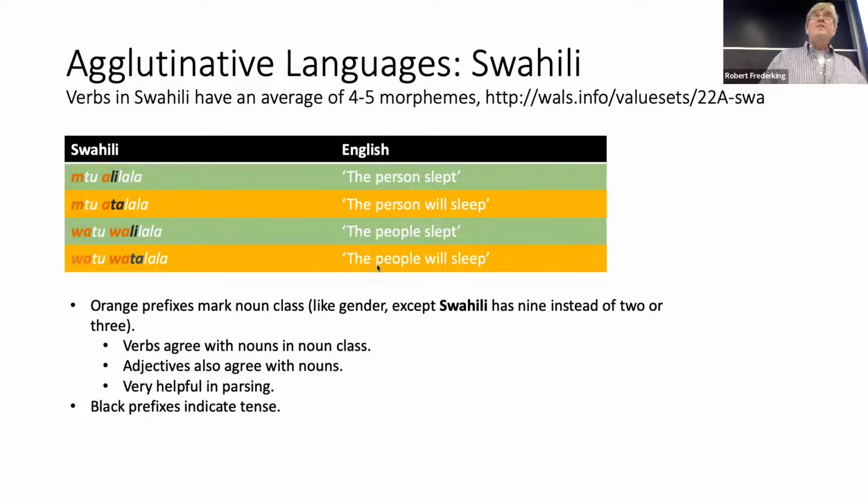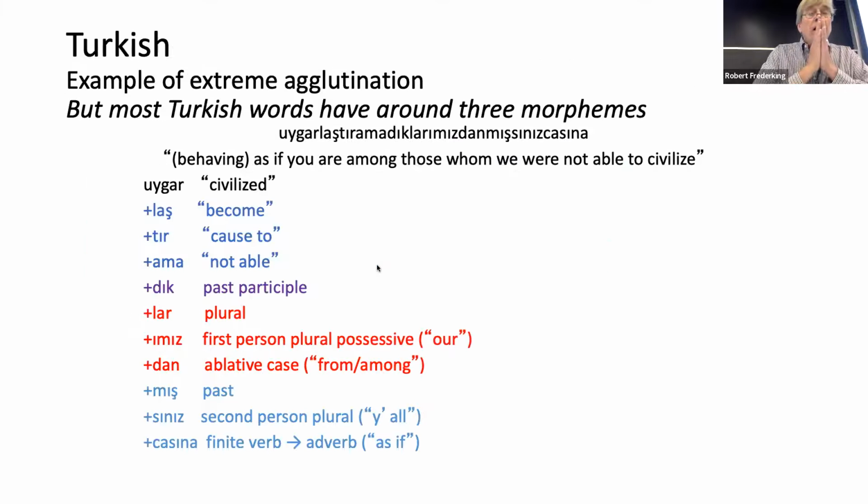Then if you take this to the extreme, actually, Kemal Oflazer, who's on our faculty, came up with this example of Turkish because he's Turkish. It's not a normal Turkish word, but Turks can supposedly understand it just fine. So you can have this one word that means "behaving as if you were among those whom we were not able to civilize."